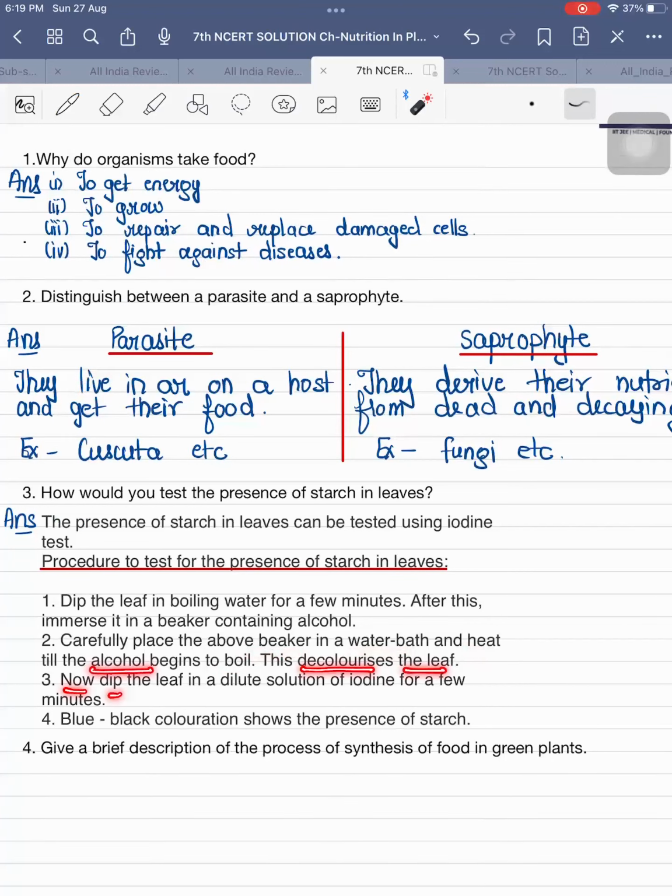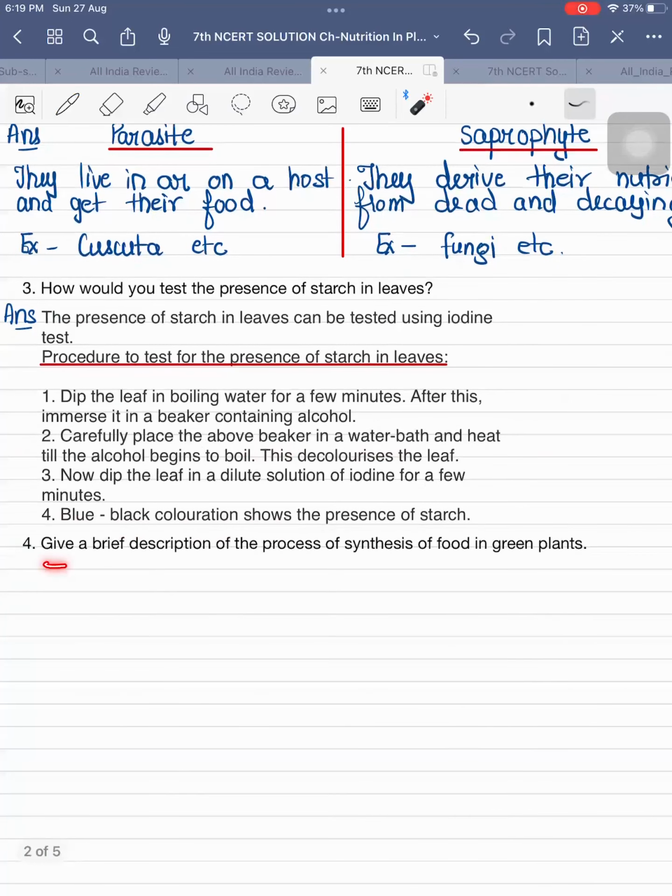Now, dip the leaf in a dilute solution of iodine for a few minutes, or you can put few drops of iodine solution over the leaf. So if it gives blue-black color, it shows the presence of starch. Next question, give a brief description of the process of synthesis of food in green plants.